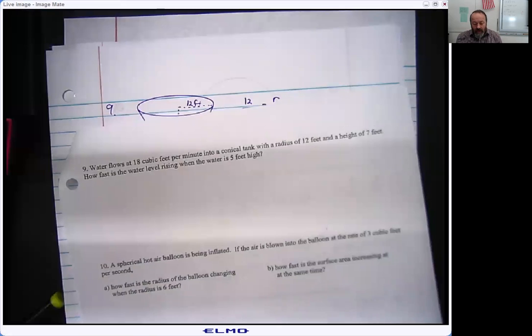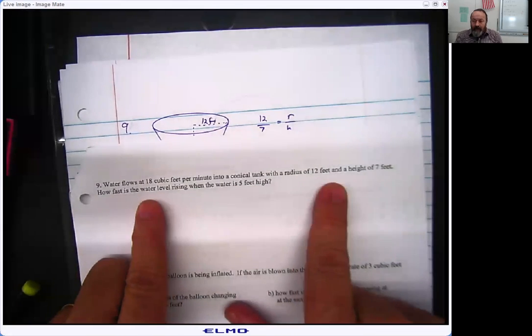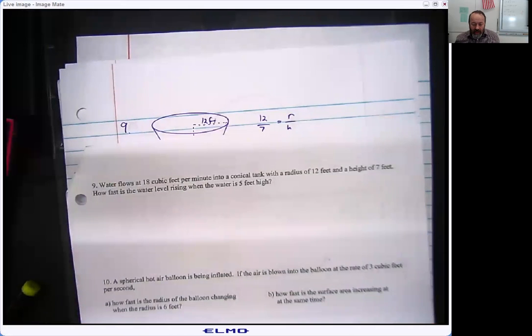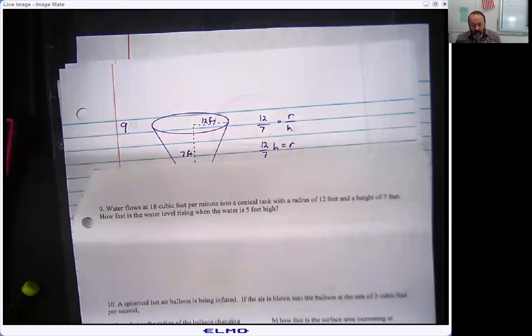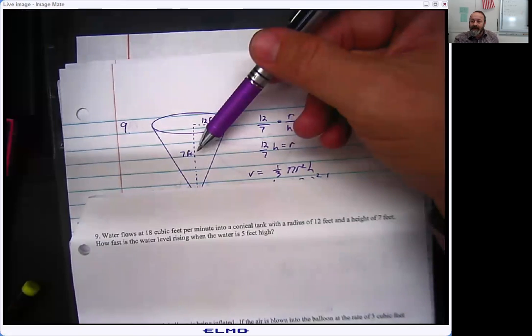Okay, number 9 is the next one of those related rates problems, but this one matters because if we're going to fill up any kind of a conical tank, keep in mind, as the water goes up, the radius is going to grow as the height grows. It says that the radius of the tank is 12 feet and the height is 7 feet.